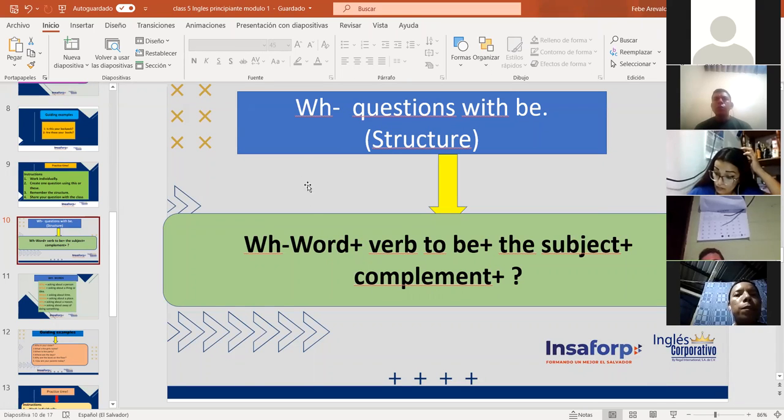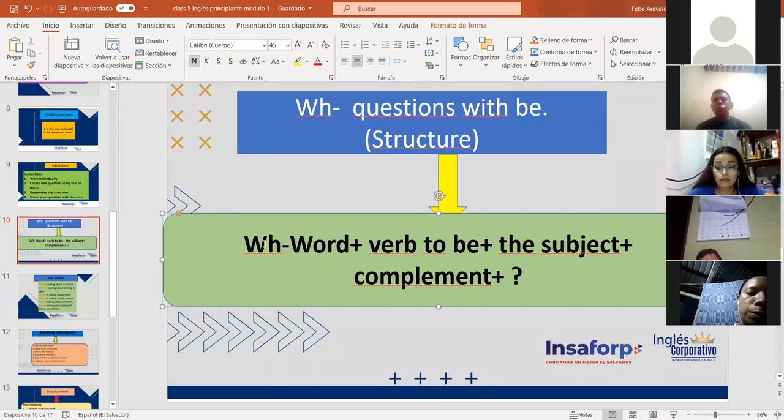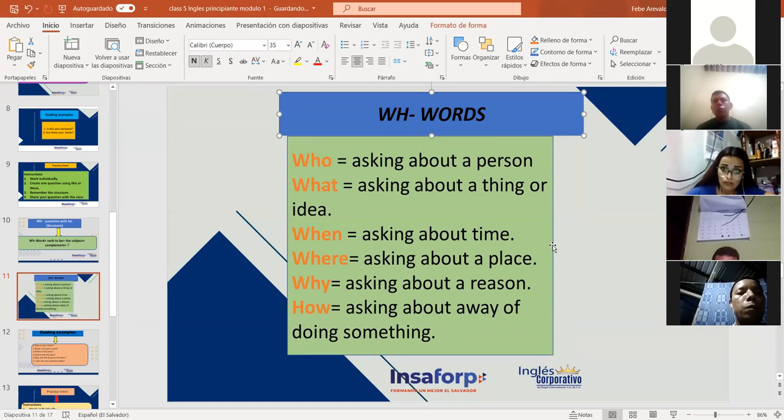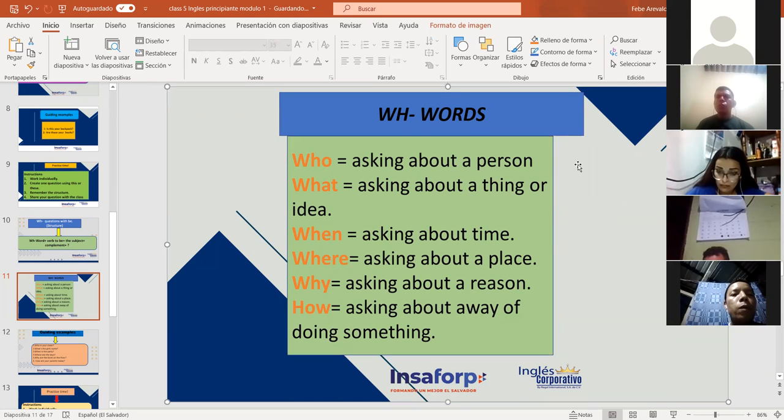Okay, I believe that you finished copying this structure. Let's move on. If you notice in here, it says double H words. Which are the double H words? Let's see. Double H words. William, the first one, please. Your microphone. Who? Exactly. Who, asking about a person. Thank you, William. Excellent. The second one, Emilio.